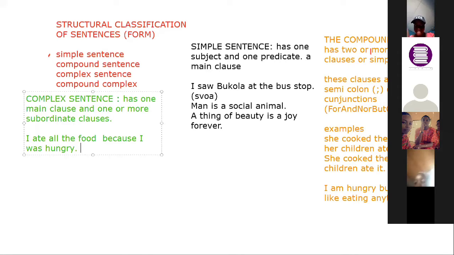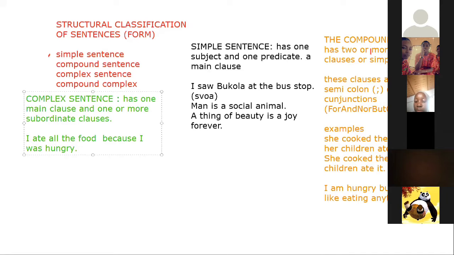A subordinate clause is a clause that cannot stand on its own. It needs the assistance of the main clause for it to be understood. I hope that is clear. Yes, sir. Very clear.